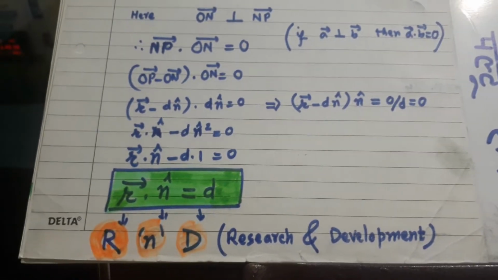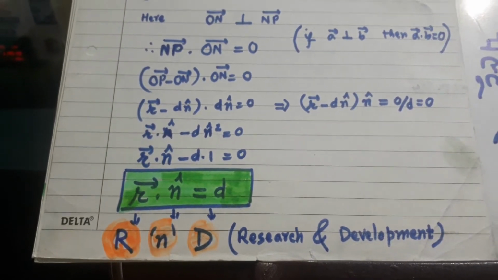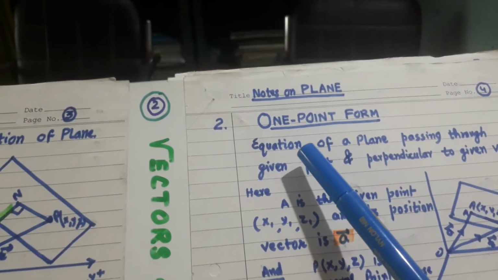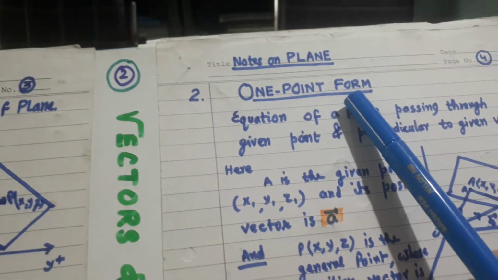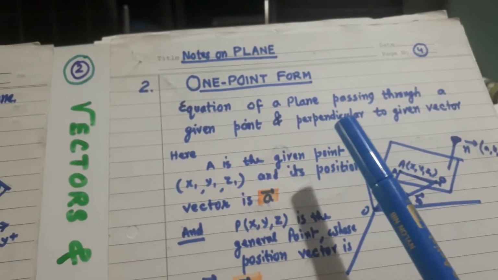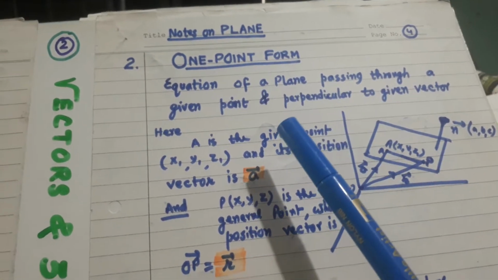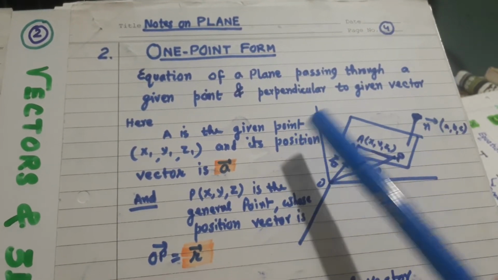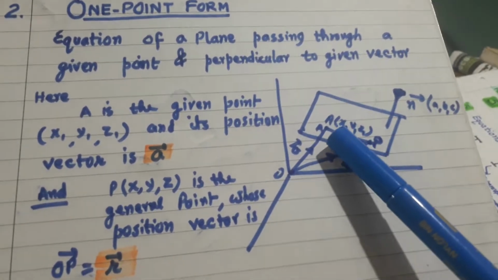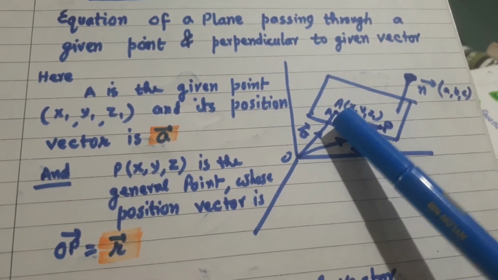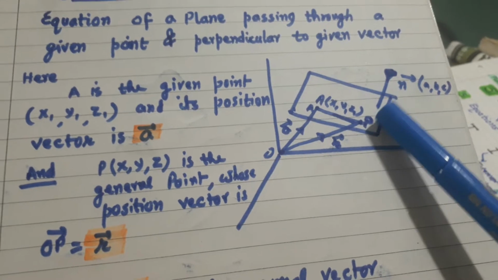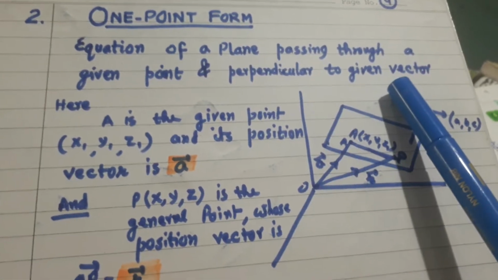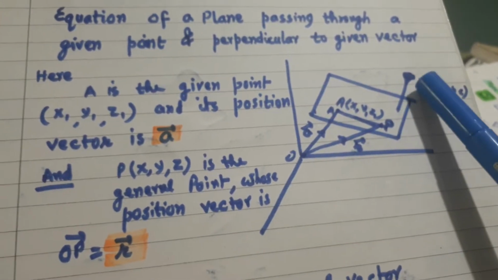Now look, the normal form is done. Equation of plane passing through a given point and perpendicular to the given vector. Now look here, A is the point and this nail is the normal vector, the perpendicular vector. This is perpendicular to the given plane. This is given to you.